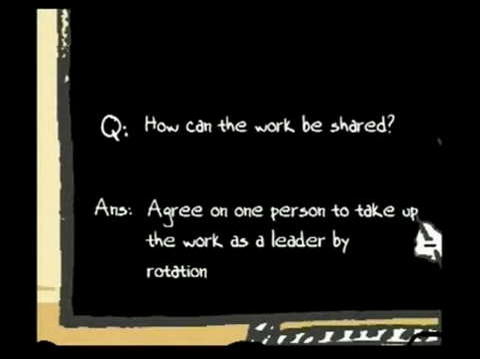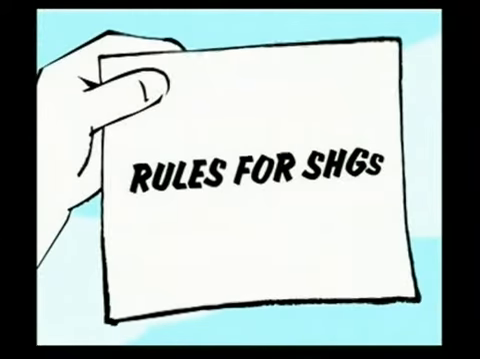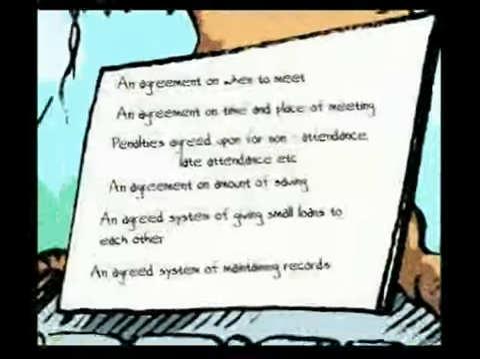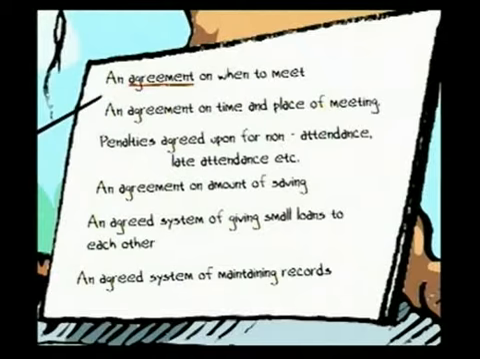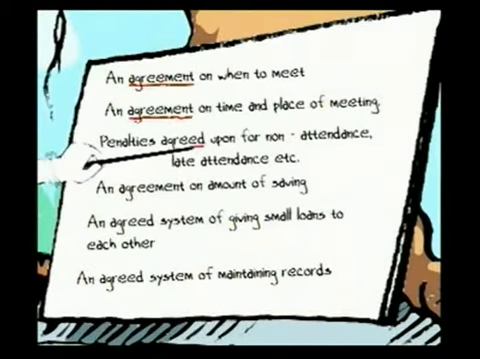What about rules? Does an SHG need rules? It is important for every SHG to form its own simple but clear set of rules. For example, the SHG should have an agreement on when to meet, an agreement on time and place of meeting, penalties agreed upon for non-attendance, late attendance, etc.